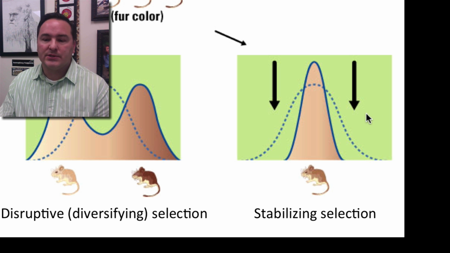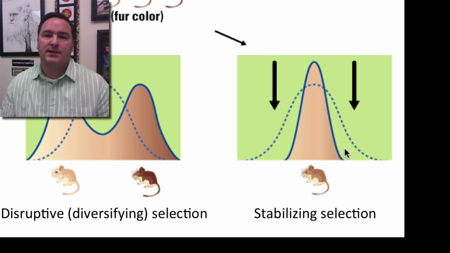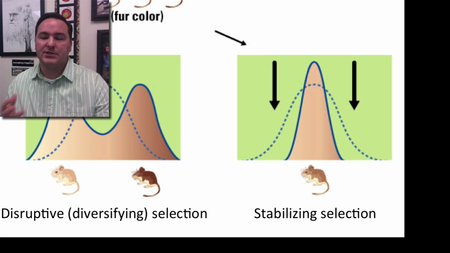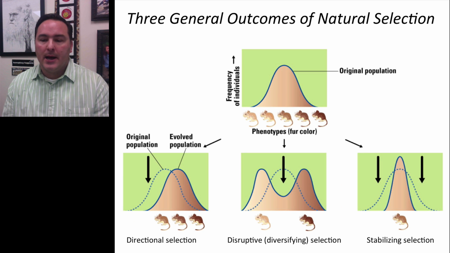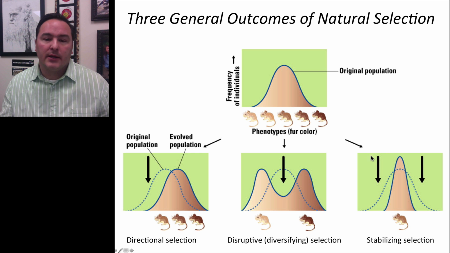The third possible outcome of natural selection is what's called stabilizing selection, where you select against the extremes. You select against the really white mice or the really brown mice, and that might be a scenario where you have a background that's just more middle ground. And there's lots of examples of this in nature that we could give for each of these.